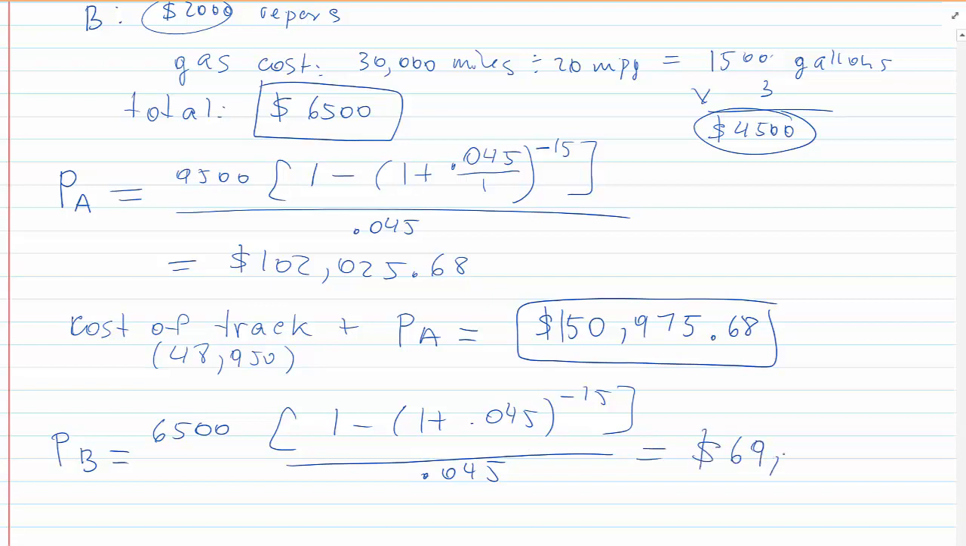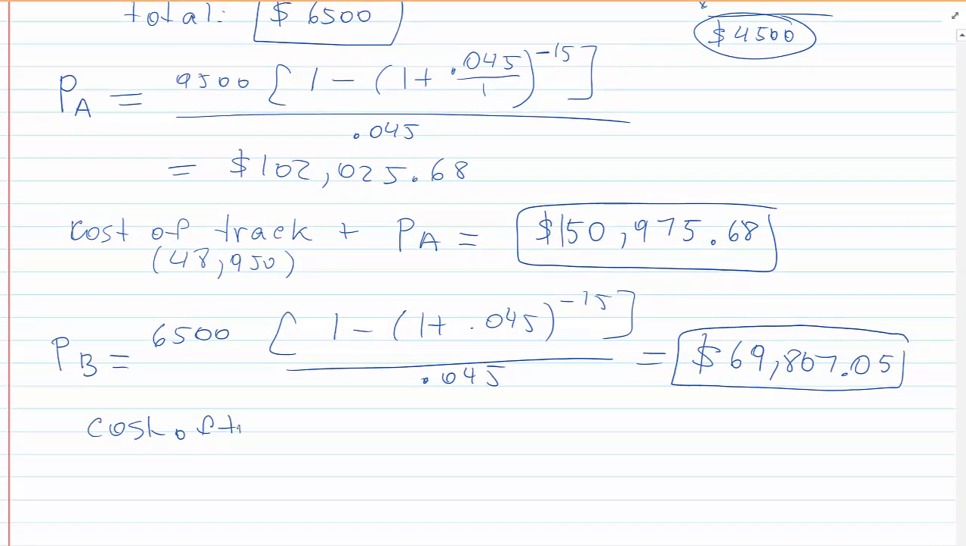Can someone just confirm that number? 69,807. Yep, I got that. Okay, perfect. Now let's do the cost of truck B, the cost of the truck plus the PA. The cost of the truck is $53,000. You see, it's much cheaper to operate, so we're going to have a substantially lower amount. Okay, so it's 122,000.